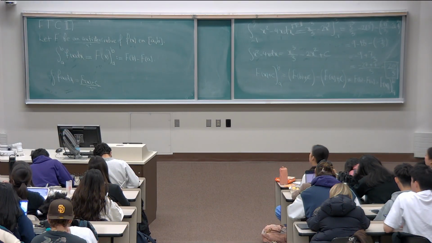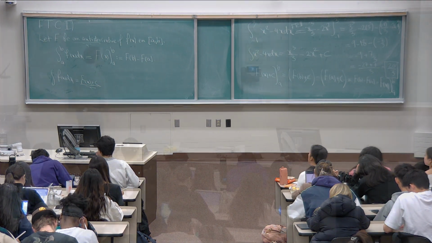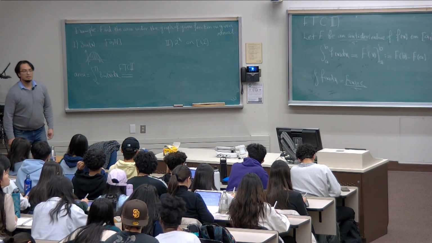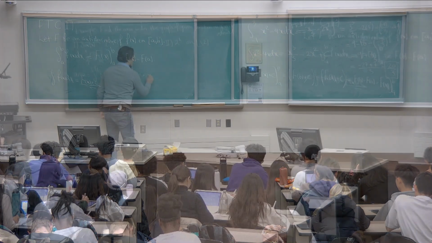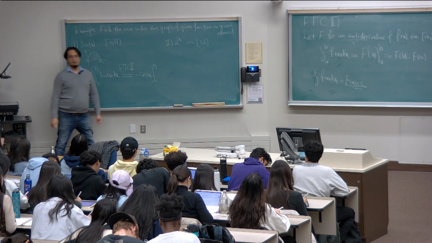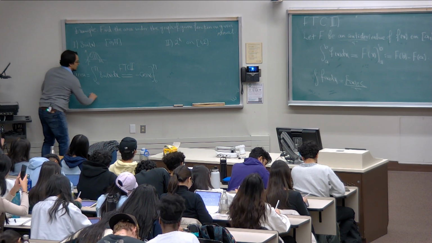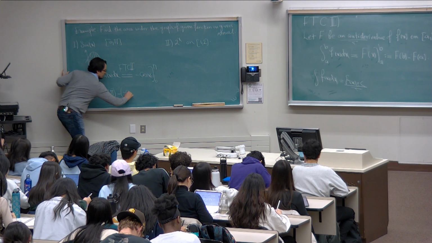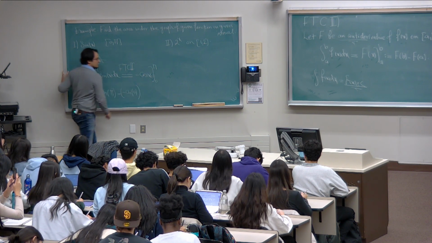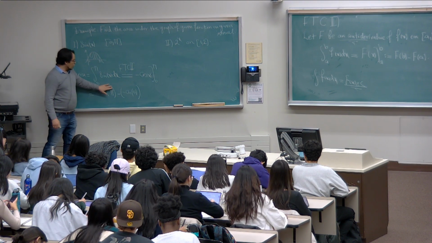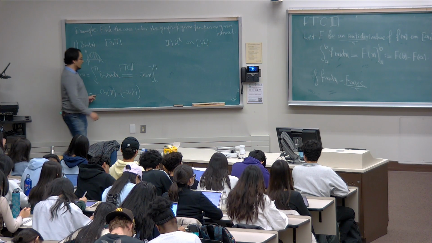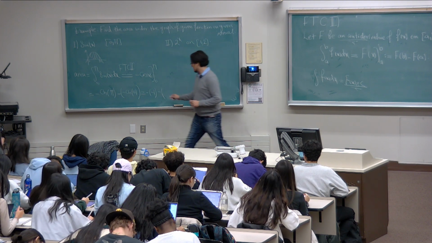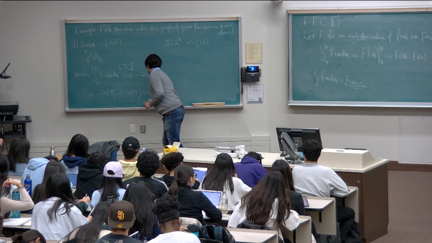Well, now I have a stronger tool, FTC2. It says, find antiderivative of sin x. What is antiderivative of sin x? Negative cosine x. And then go from 0 to pi. Meaning evaluate your antiderivative at pi minus evaluate your antiderivative at 0, and subtract the second one from the first one. Cosine of pi is negative 1, minus 1, so I have negative minus 1 minus. Cosine of 0 is 1, and there's a negative sign there. Altogether, this is equal to 2.